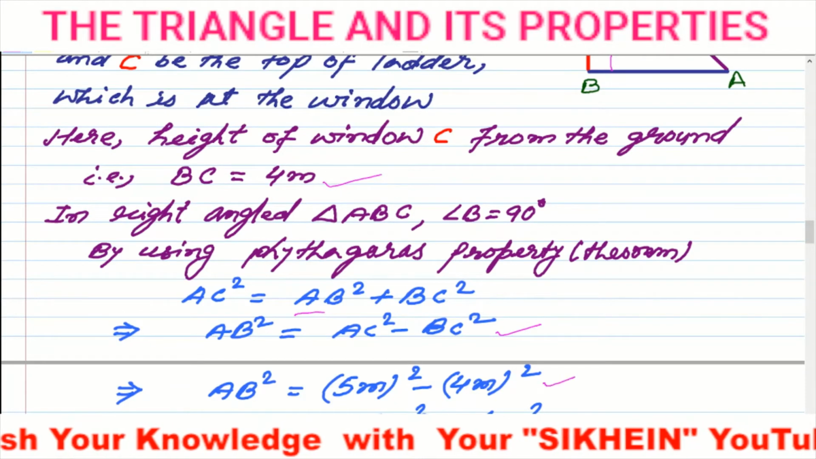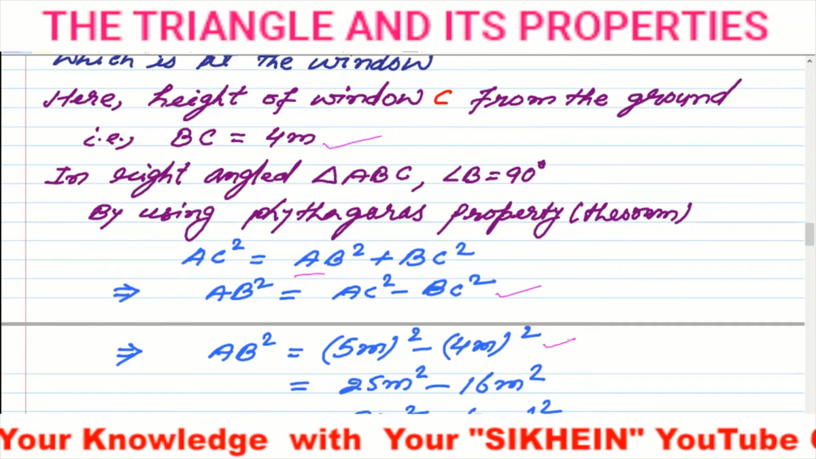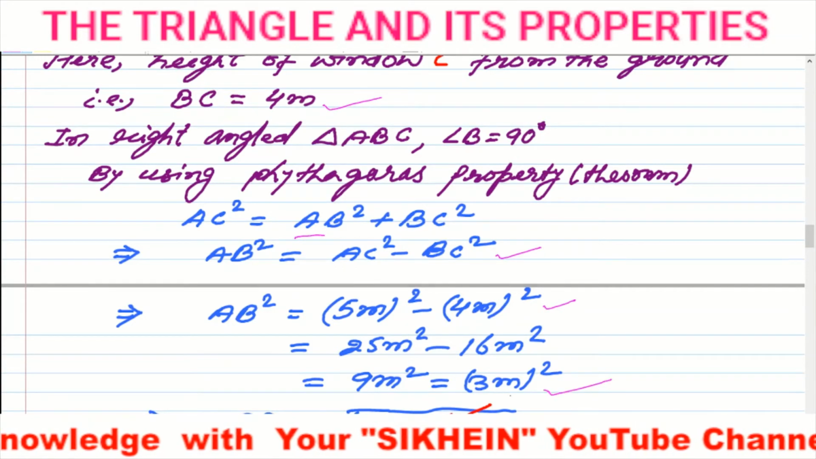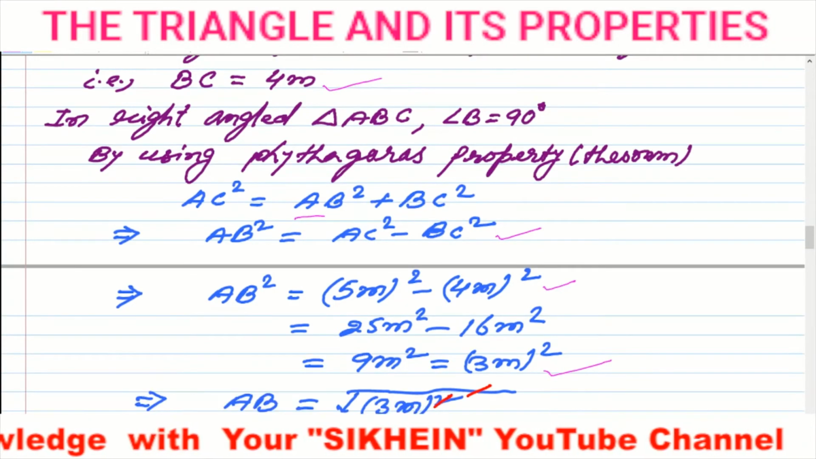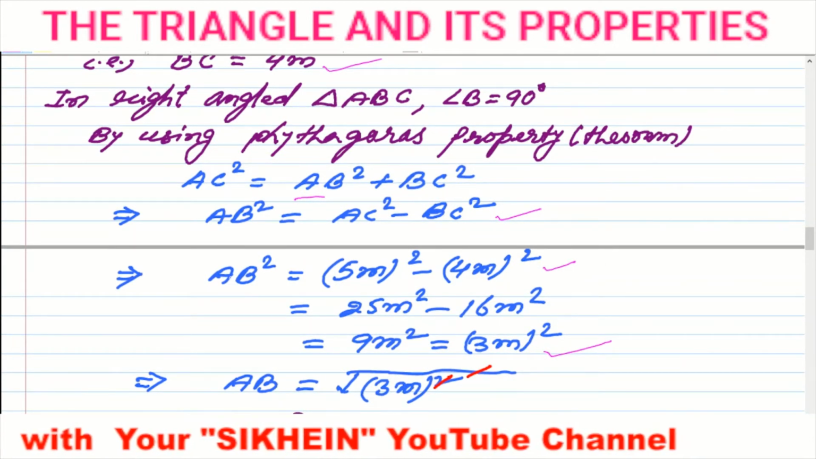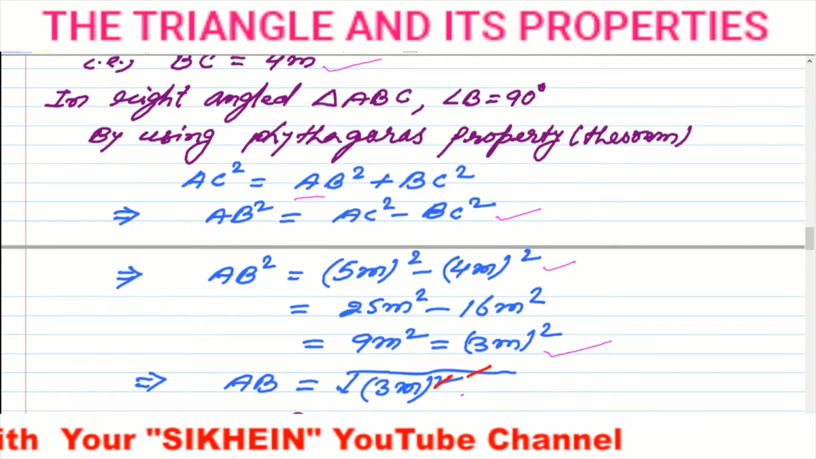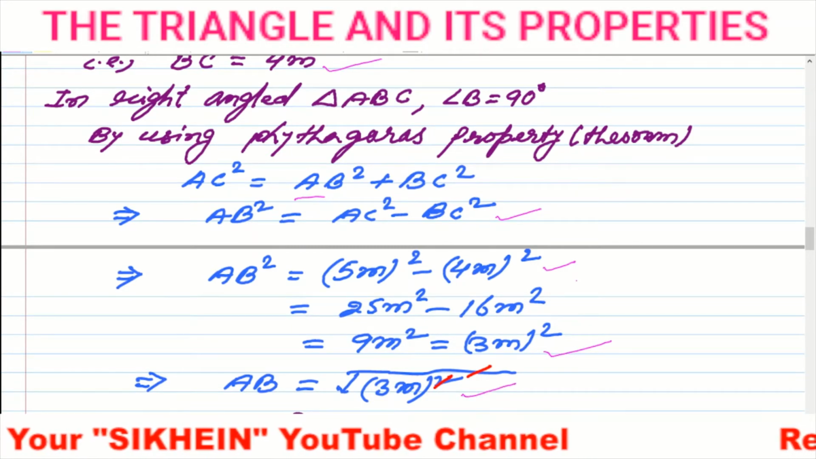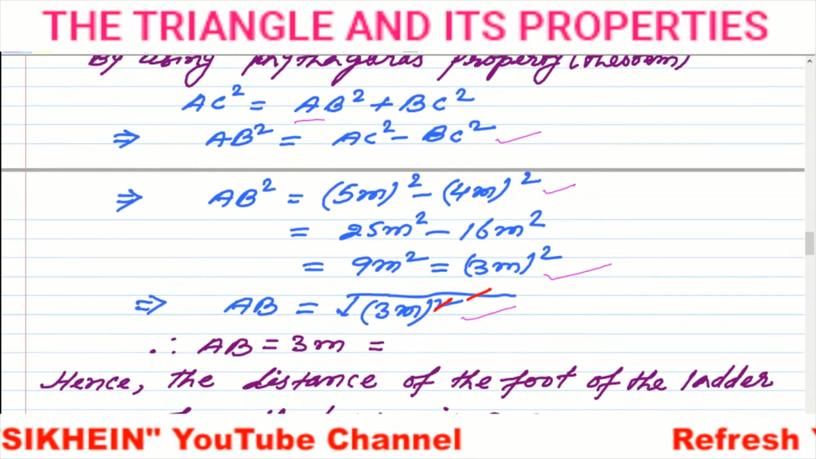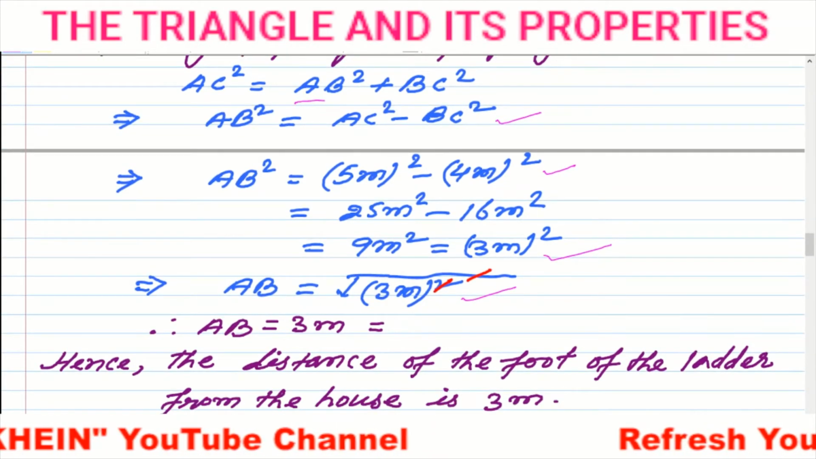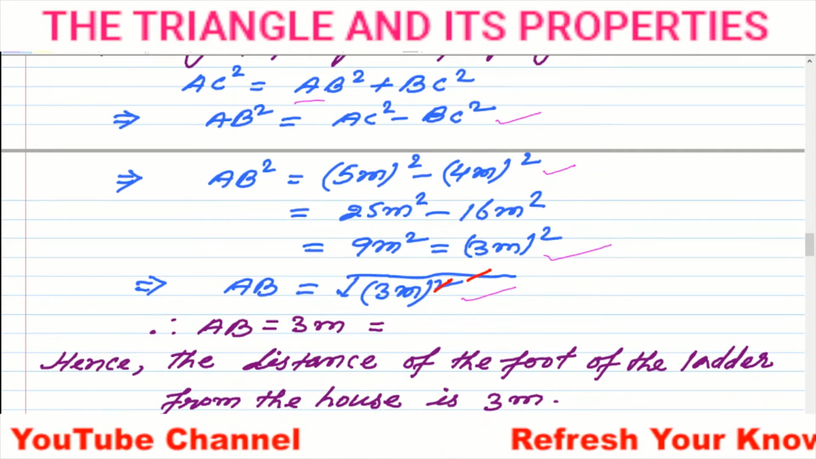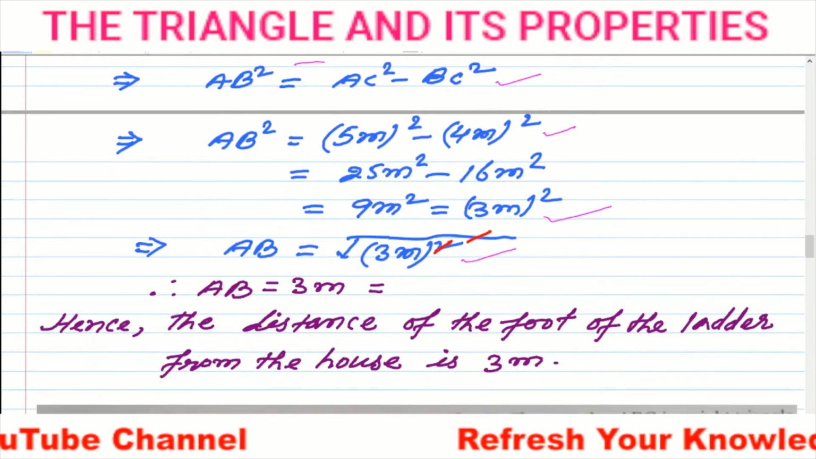Put the values which are given in the question. We get 3 meter whole square. AB square equals 3 meter whole square, we can cancel the square. So AB equal to 3 meter, then we get the result. Hence the distance of the foot of the ladder from the house is 3 meter, right?